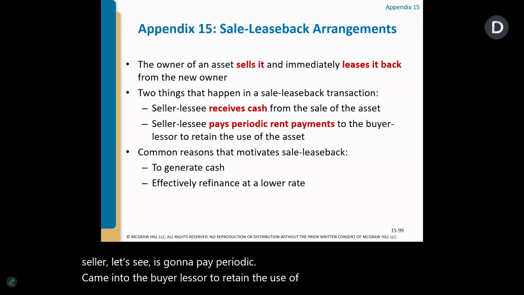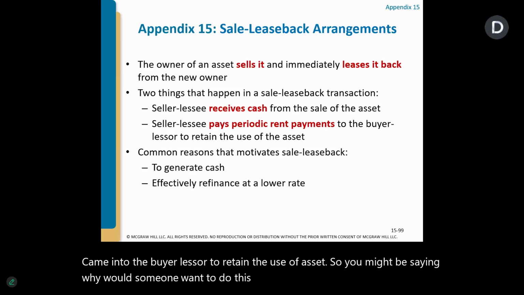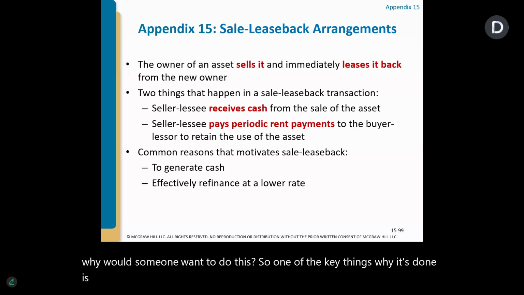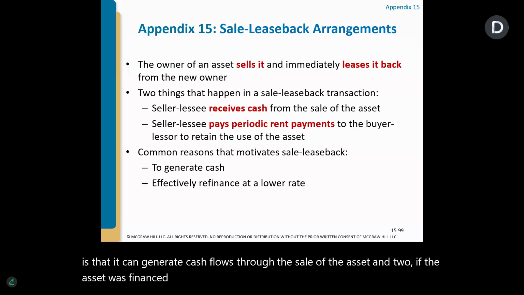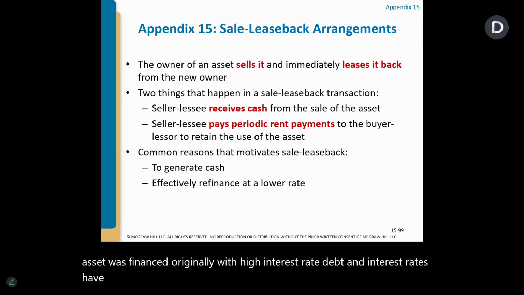So you might be saying, why would someone want to do this? One of the key reasons is that it can generate cash flows through the sale of the asset. And 2, if the asset was originally financed with high interest rate debt and interest rates have fallen, the sale-leaseback transaction can be used to effectively refinance at a lower interest rate.